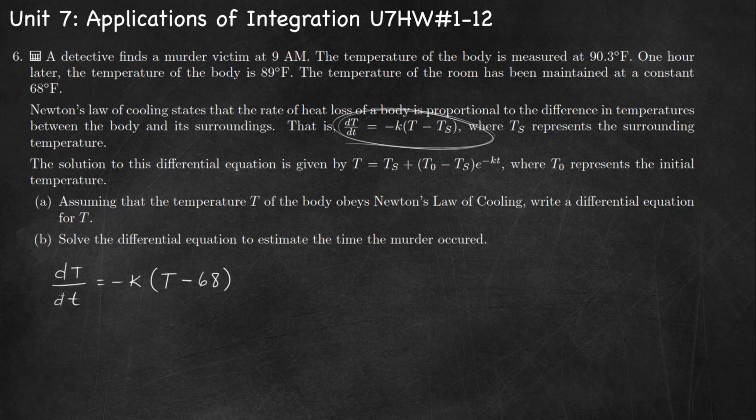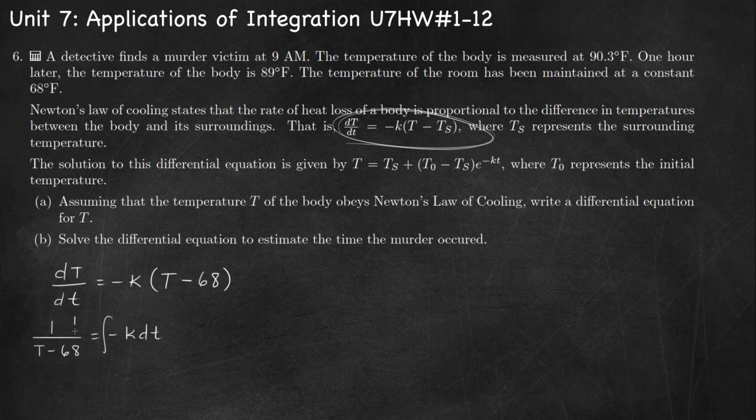We're going to start by separating variables. Unfortunately, both of our variables are called t. We've got big T, we've got little t. So I want all the big T's on one side, I want all the little t's on the other side. I'm going to divide by T minus 68, and I'm going to multiply by dt. So then I get 1 over T minus 68 equals negative k dt.